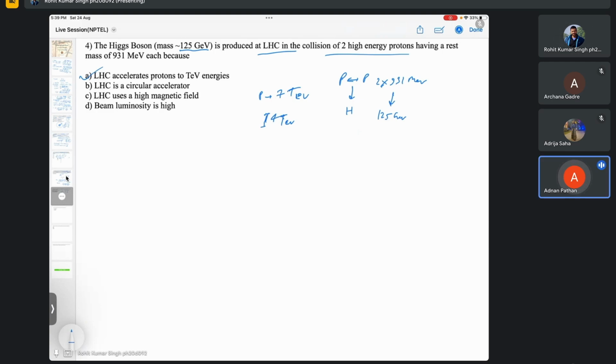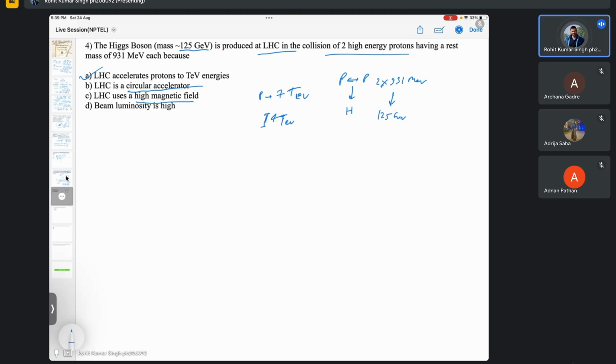This answer should basically be that the LHC uses a high magnetic field in a circular accelerator to accelerate protons to TeV energies. That's what makes sense here. Basically, we need to form a very big answer using all the options. But see, it's not that only a circular accelerator will give you such high energy or high magnetic field.